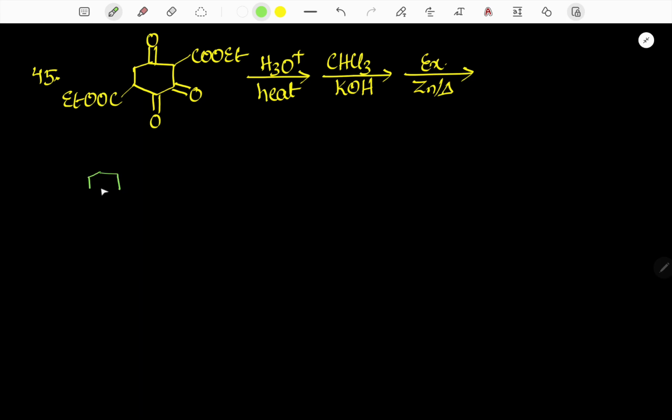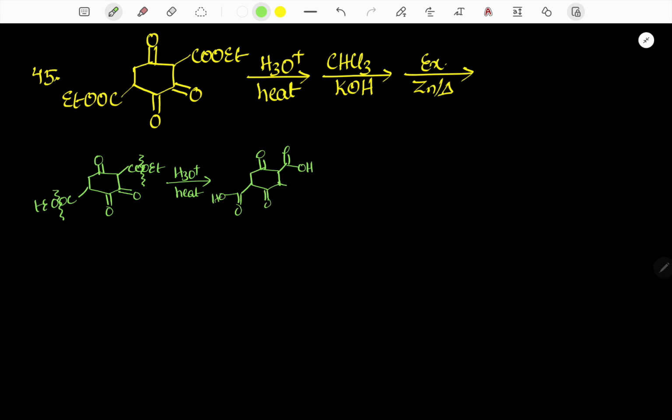The reactant has a keto functional group and a carboxylic ester functional group. Now this reactant is treated with H3O plus and heating. So the ester undergoes hydrolysis and forms the corresponding carboxylic acid and ketone, and the leaving group is 2 moles of ethanol.